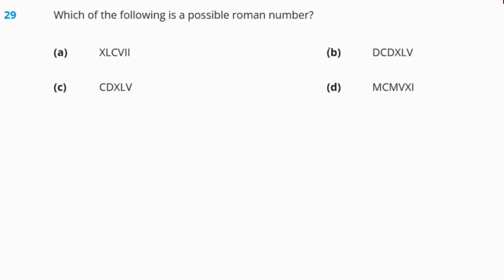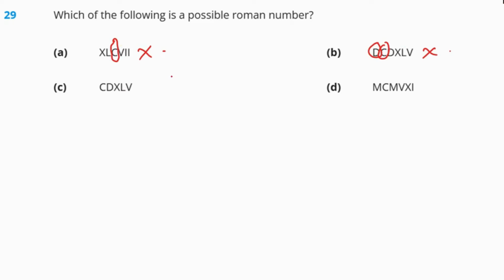Next question, which of the following is a possible Roman number? So 4 options are given, and we have to find out which is a possible Roman number. The first one we can see is XL, and after that C is coming here. So this is not a possible Roman number. And in the next case, DCD, this is also not the way we have to write the Roman number.